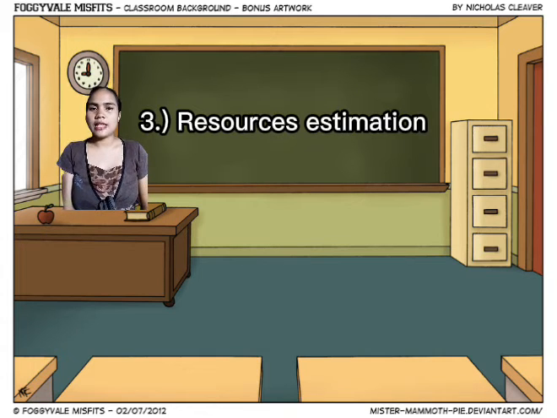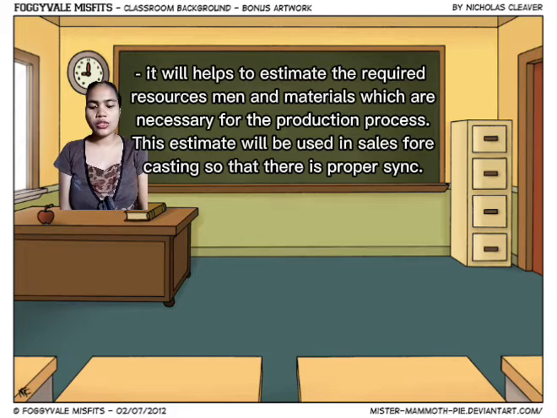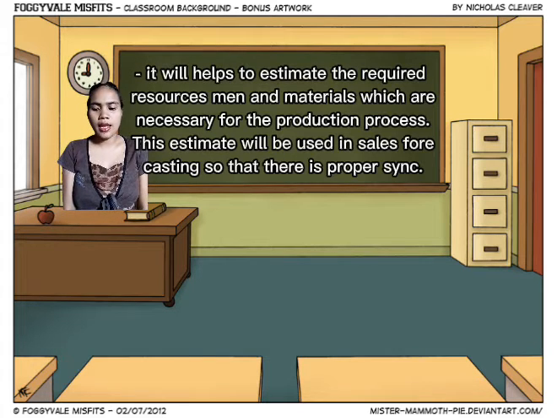3. Resource estimation. It will help to estimate the required resources of men and materials which are necessary for the production process. This estimate will be used in sales forecasting so that there is proper sync between production and sales. This also affects inventory management directly. So, resource estimation helps managers to not only identify all factors that influence project cost, but also understand the interplay between these factors. Hence, it is important to focus on developing estimation methods that all project members can utilize.